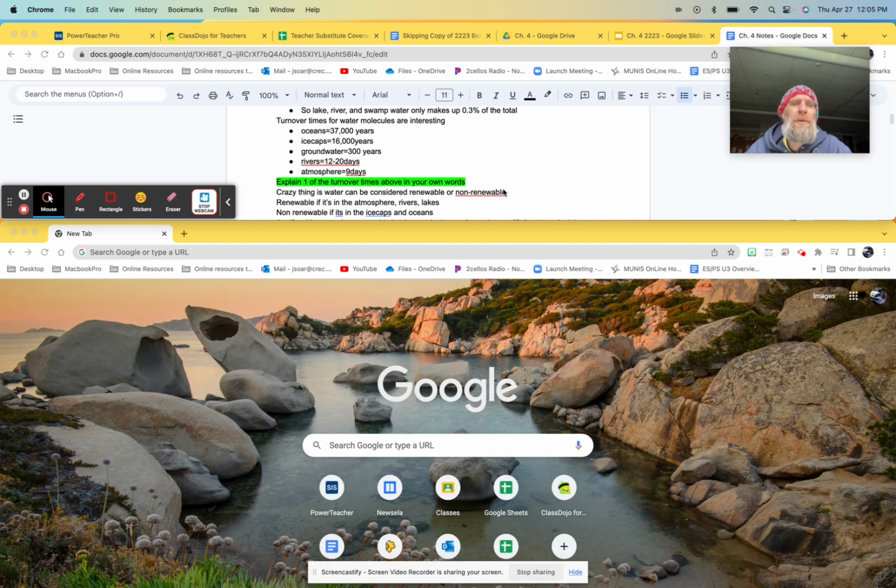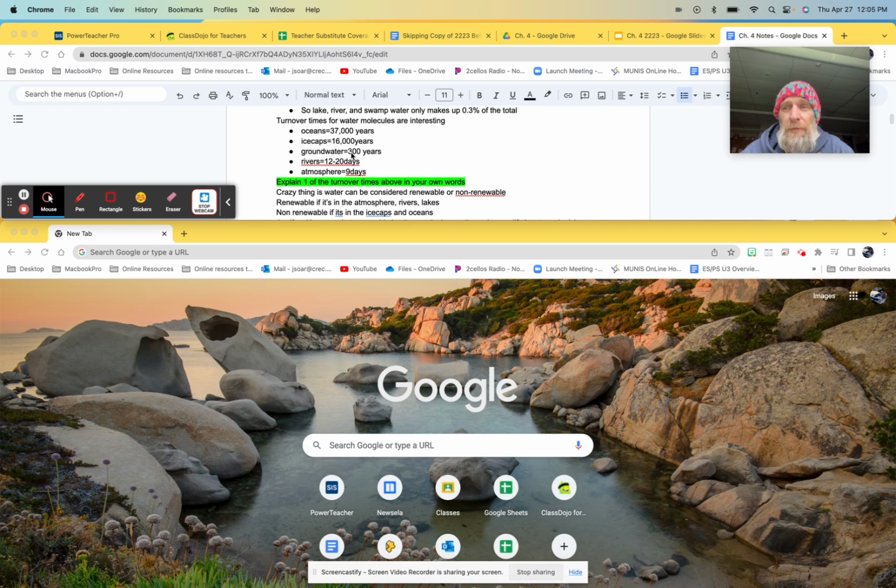So, do me a favor, explain one of the turnover times above in your own words. I'll help you out with that if you're listening to me. Oceans: that water stays in there for 37,000 years before it gets evaporated into the atmosphere, where it stays for 9 days. At the end of that, it precipitates down. We'll say it comes as snow and then forms into ice with the ice caps. It'll be locked up for 16,000 years.